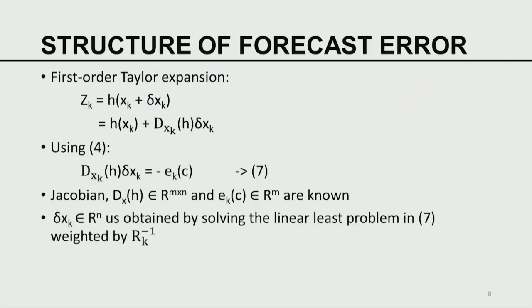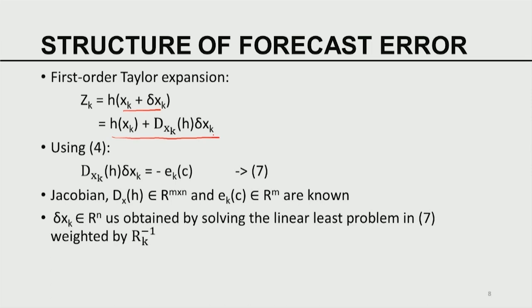Again, we would like to understand the structure of the forecast errors. Where are we now? We have already assumed I have perturbed the control. Perturbed control leads to perturbed state. The perturbed state is given by Xk plus delta Xk. So we would like to find delta Xk such that Zk is equal to h of Xk plus delta Xk. I can express this in a first order Taylor series, leading to this expression, which is h of Xk plus the Jacobian of h at Xk times delta Xk.